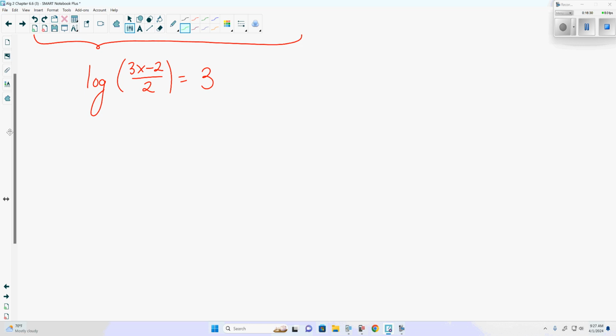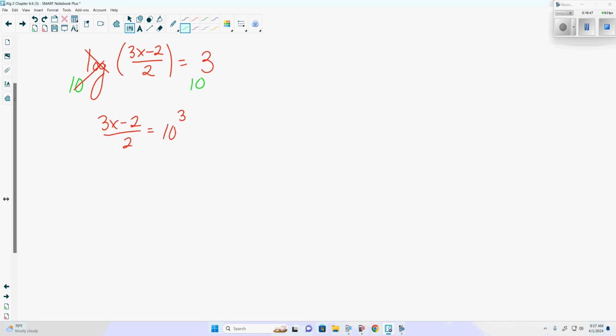Our next step is going to be the same as the last one. We're going to put both sides to its base. And here we have both sides to the base of 10. 10 to our log would simplify, leaving us with 3x minus 2 over 2 is equal to 10 to the third. Ten to the third is still a nice number. It's just 1,000.